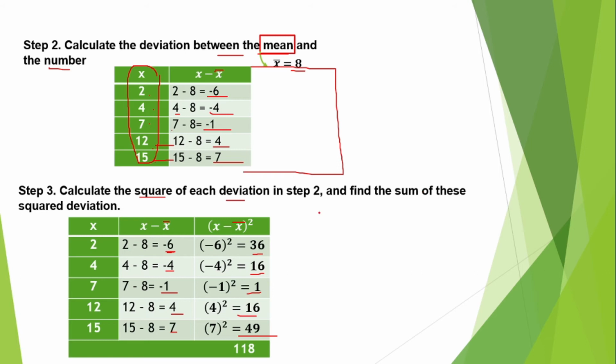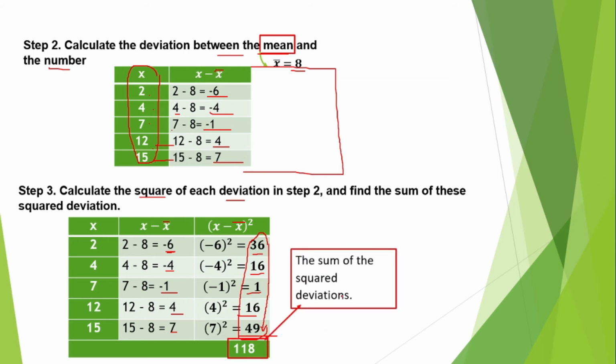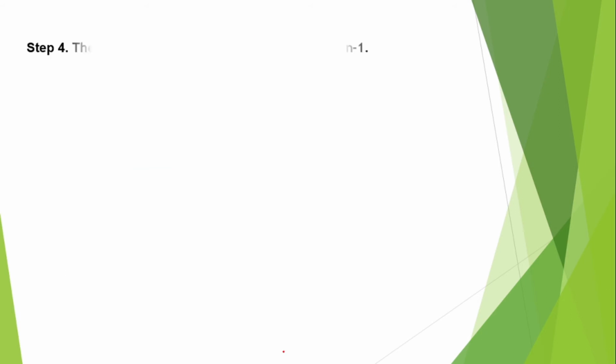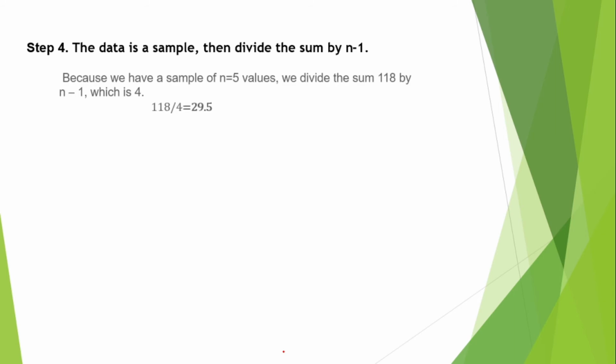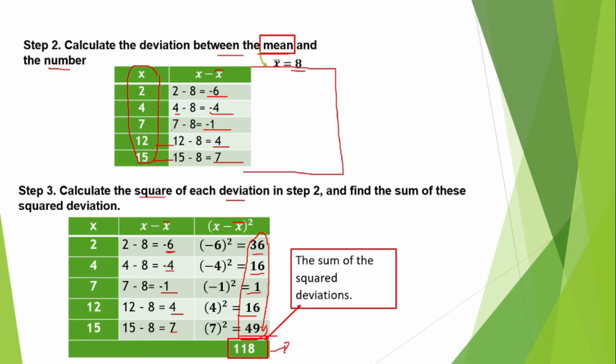And find the sum of these square deviations. So, we need to get the sum of these square deviations. This is what we will add. So, we have 118. This is the sum of the square deviations. This is what we will use in the formula. So, in step 4, the data is a sample, then divide the sum by n minus 1. Because we have a sample of n equal to 5 values, we divide the sum 118. So, where does 118 come from? From step 3, the sum of x minus mean squared.